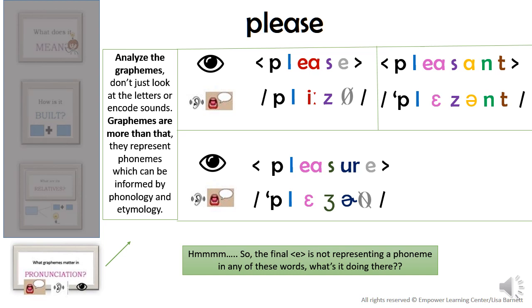So look for the patterns, but with pleasure it's about pleasing something, so you spell it with please and add your URE suffix. Extremely common suffix. The UR is representing the sound, and the E again is a zero allophone. It is not representing a phoneme. So we're left with the final question again. If it is not representing a phoneme, what's it doing there?